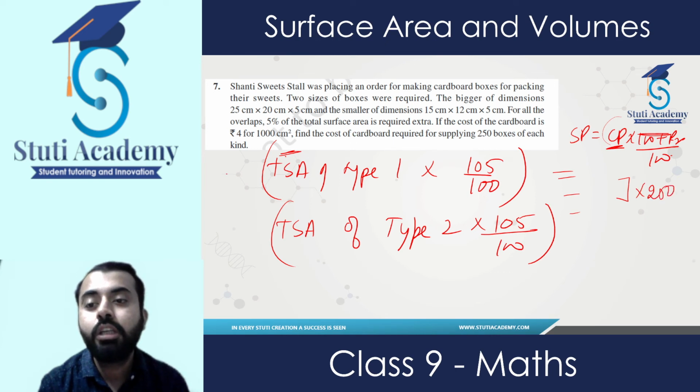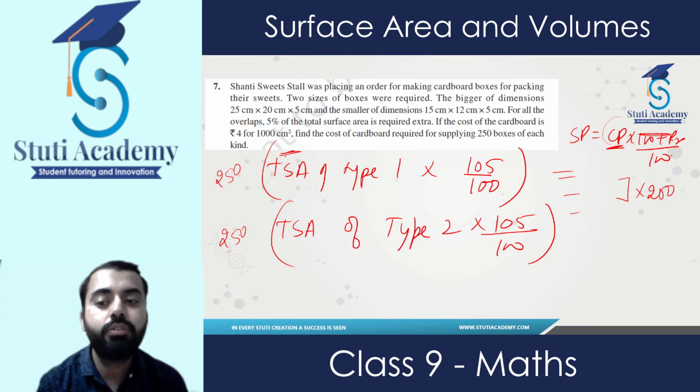Like with this, now do this, add both of their areas and multiply it with 2. Why is that? Because you have to multiply this one with 250, you have to multiply this one also with 250. Then you add both of them. Then you have to find their cost also. Let me just explain this.